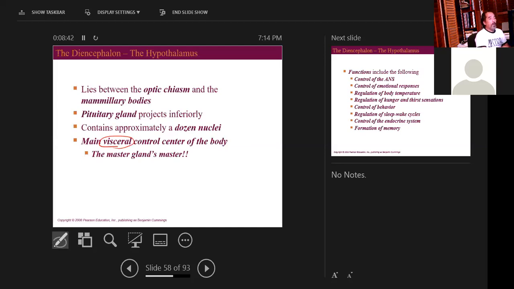Okay, it also is the control of the master gland. The pituitary gland is considered the master gland. The hypothalamus is considered the master of the master gland. So the hypothalamus will secrete releasing hormone or inhibiting hormone in order to control the pituitary gland, either to release their hormone or not to release their hormone. Okay, so that is what the hypothalamus does.